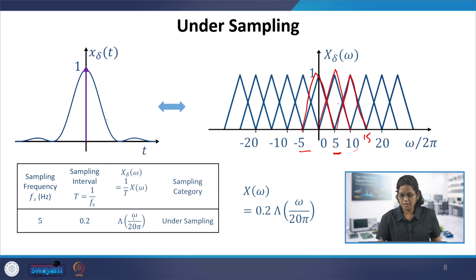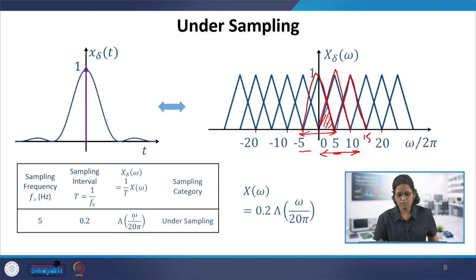So this is getting repeated, but the width is the same, right? This is from plus 5 to minus 5, and here it is 5, this is going to be 0 to 10. So there is an overlap in this area, which has come from the base frequency or the second spectrum.